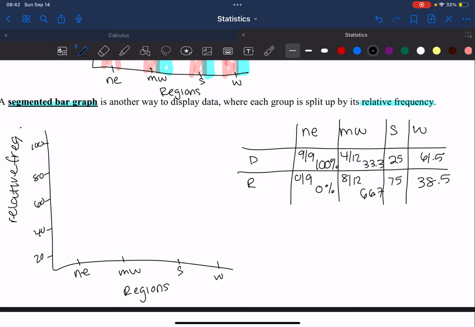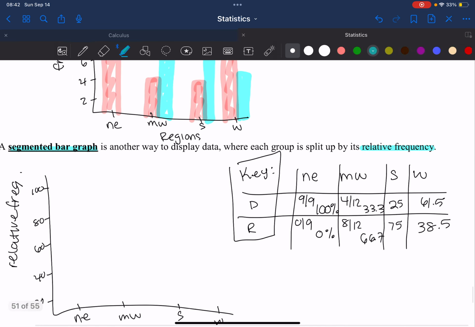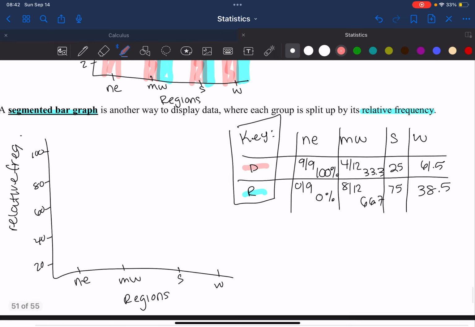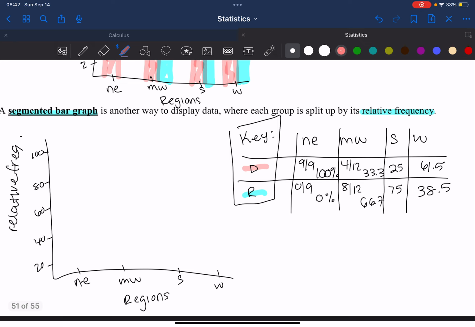Okay. And then what I'm going to do is use the same key that I used above. So my Democrats were pink and my Republicans were blue. So pink and blue. And I'm going to start with my Democrat. So for Northeast Democrat, it was 100%. So notice this bar is going to go all the way up to 100%. For Midwest, it was 33%. For South was 25%. And for West was 61%.